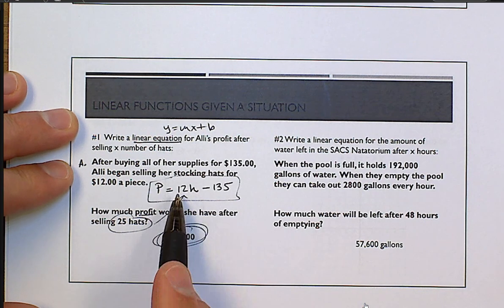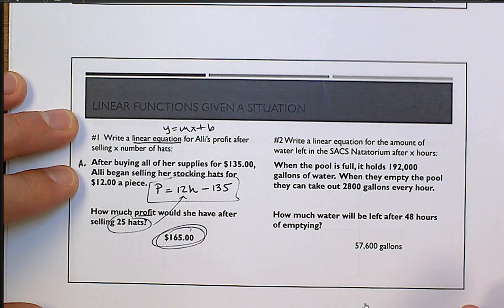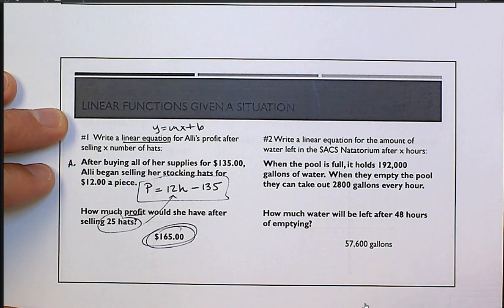12 times 25, subtract 135 from that, and you'll get 165. All right, let's go over to the next one. Well, here's what I'd like you to do on number 2. Go ahead and hit pause. Try it on your own.